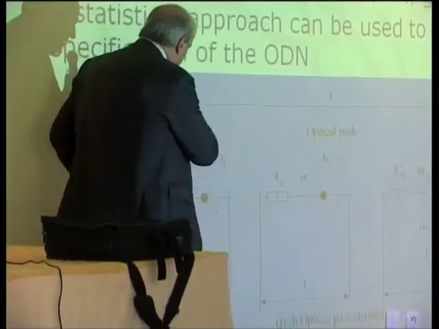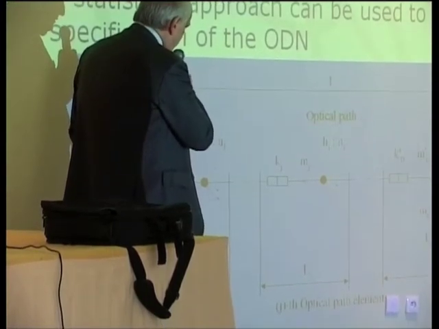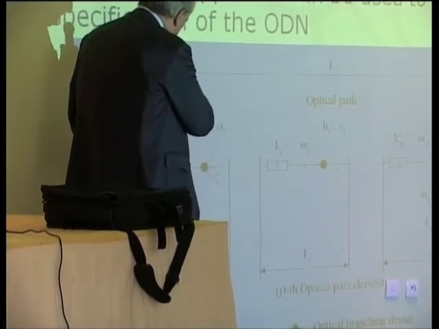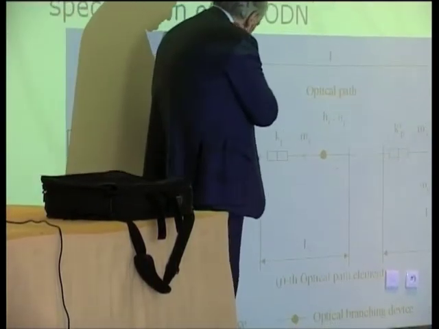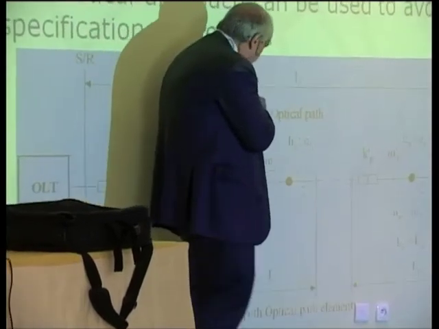What can be said? That we can enumerate a number of different optical paths. This is one optical path. This is another. This is another one. This is another one.